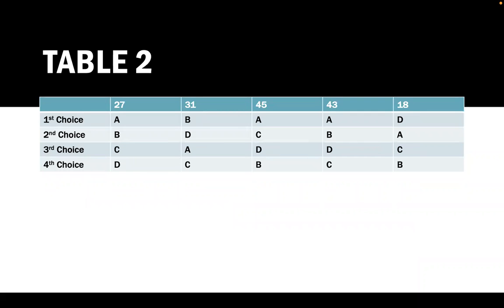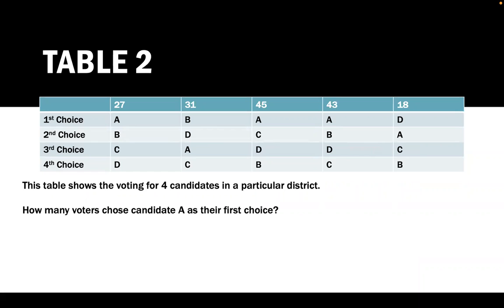Now we have 4 candidates running for local office or something, and we have some choices here. So the table shows the voting for 4 candidates in a particular district. How many voters chose candidate A as their first choice? Well, we can see that of the columns here, 3 of them have A as their first choice. So I add those numbers together. 27 plus 45 plus 43 gives me 115. So 115 voters chose candidate A as their first choice.